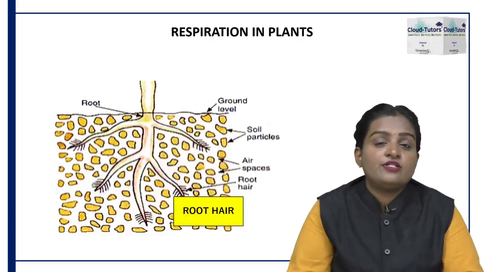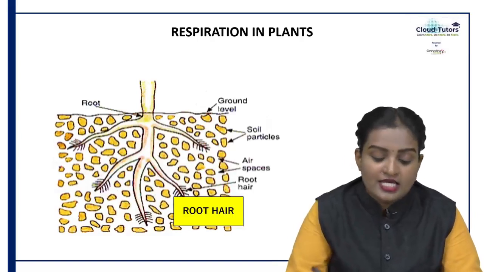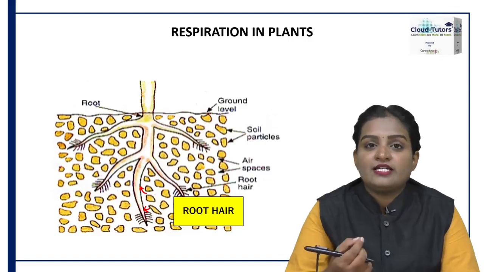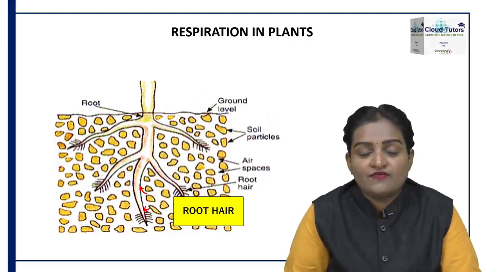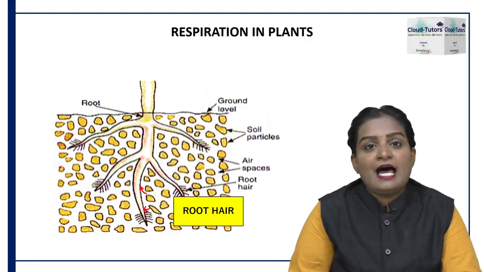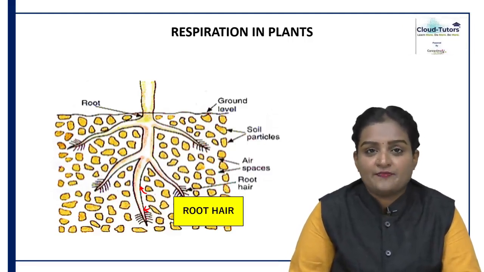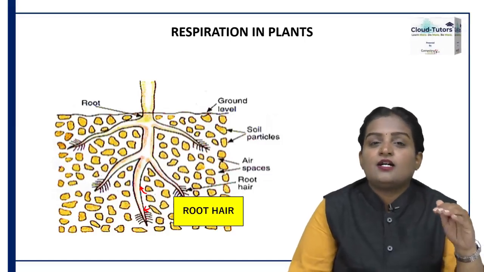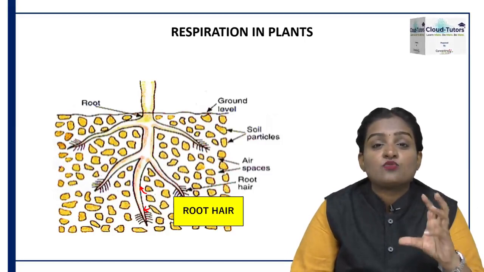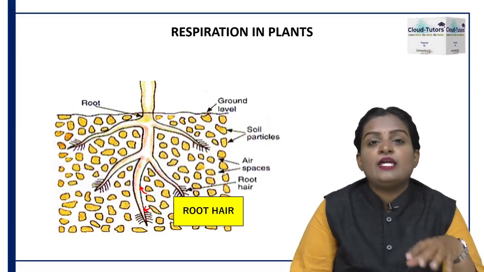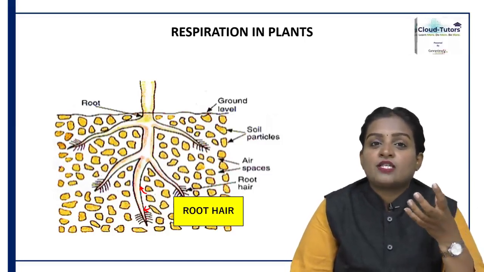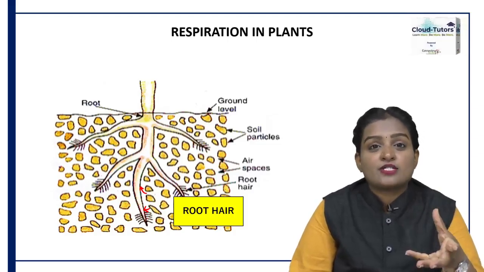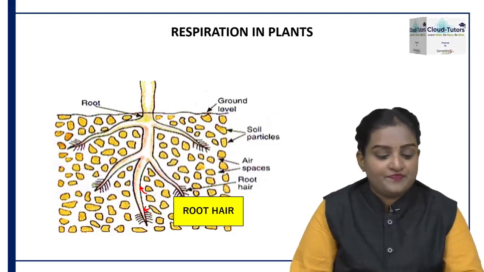Second structure is root. In root they have root hair cells. They help in uptake of oxygen through minor holes. There are air spaces in the soil, between the soil particles, which will have the oxygen which is taken up by the root hair. So that is why it is necessary not to flood the plant with water. So if you pour excess water, the air spaces will be blocked. So the respiration of the root hair cells will stop.